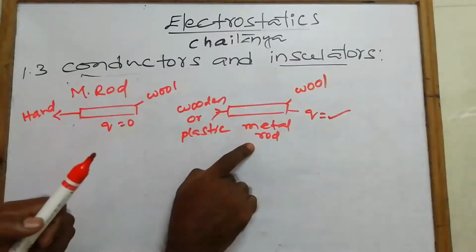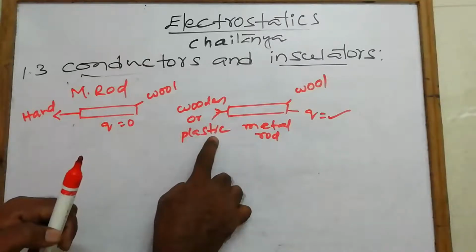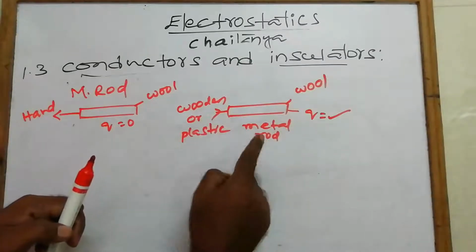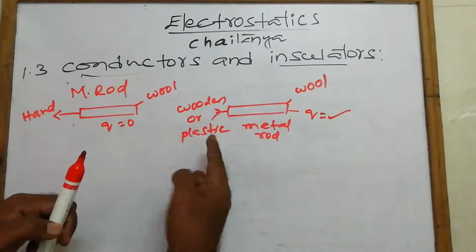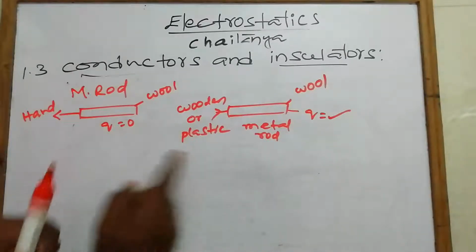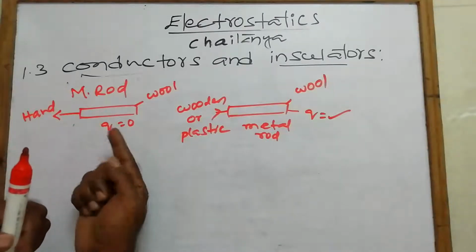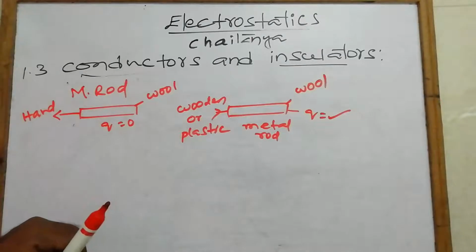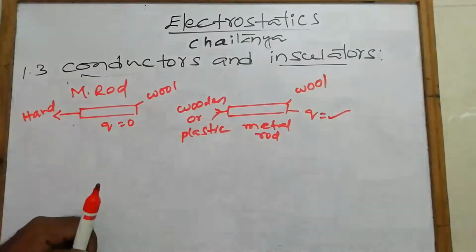What is the difference here? Because it has a wooden or plastic handle, the charge cannot transfer from the metal rod through the plastic to your body. But here the charge transfers from the metal rod to your body directly. The plastic handle or wooden handle plays a very important role.